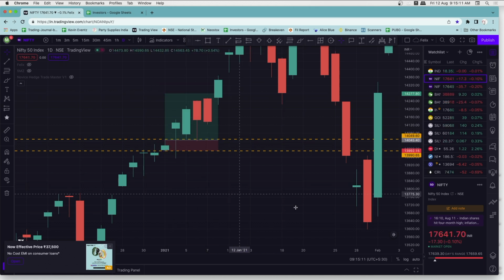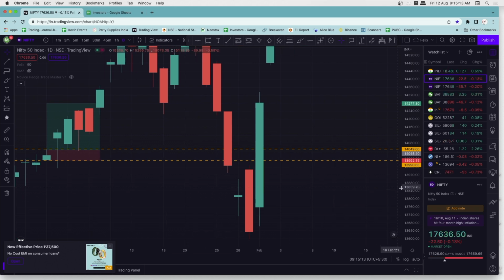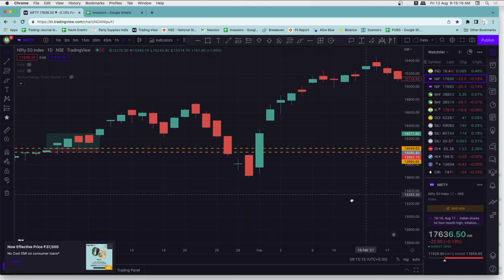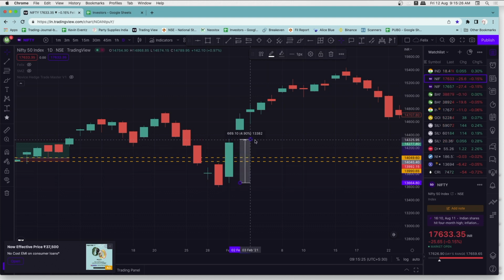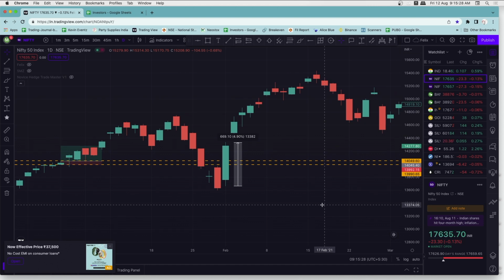Now I am moving on to February month. In this February month, can you see the first day candle is very big? Can you see the range of the candle size is very big? The first candle size is almost 600.